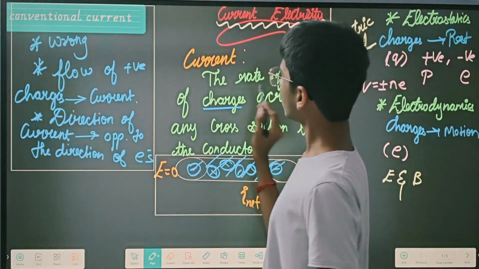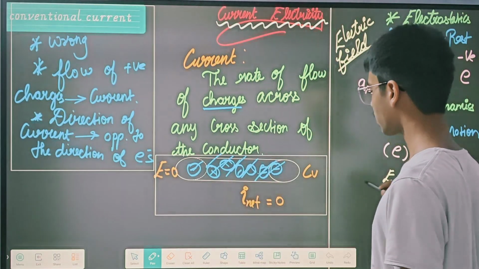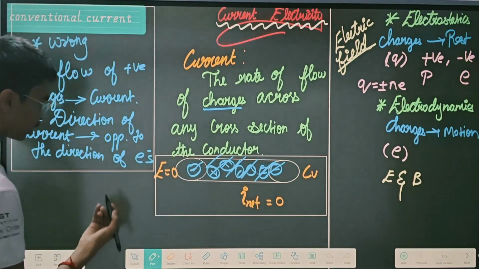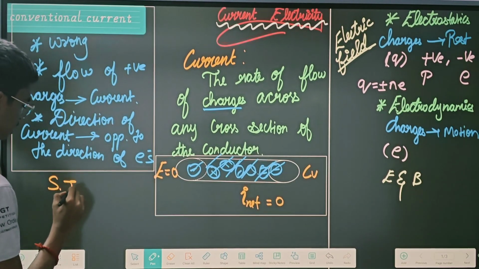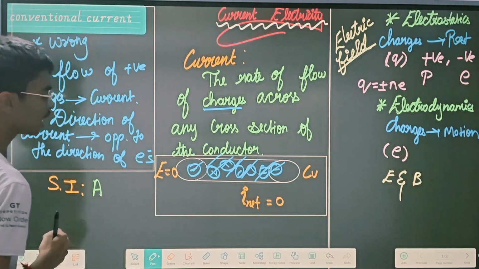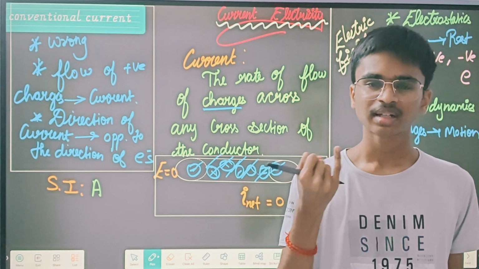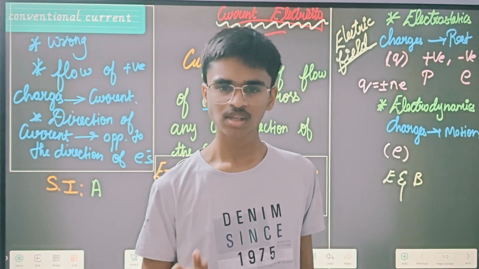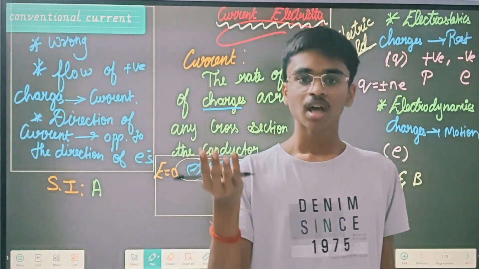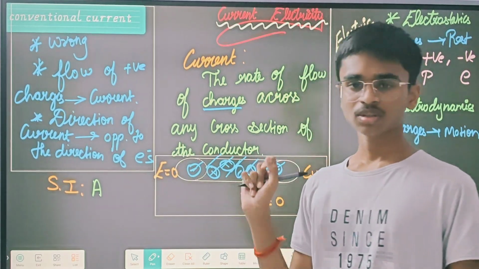Just check it out. The rate of flow of charges across any cross section of a conductor is what is known as current. Here I will write the SI unit itself, so that will be good. The SI unit of current is ampere. It is one of the basic units. There are totally 7 basic units, such as meter, second, mass, ampere, candela, like this. Amongst them, ampere is also one.